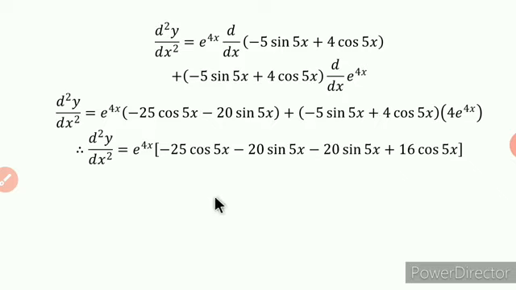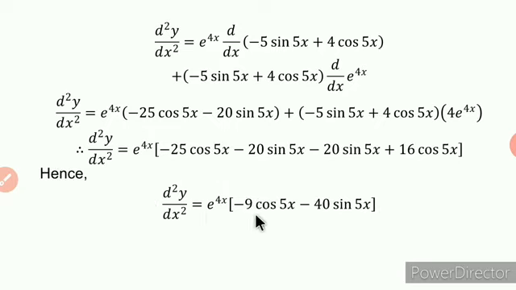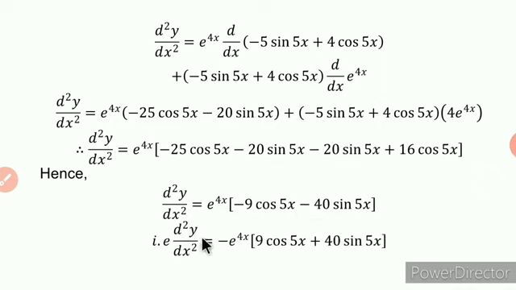Now solving the like terms, we get d square y by dx square is equal to e raised to 4x multiplied by minus 9 cos 5x minus 40 sin 5x. Now taking this minus sign, or minus 1, as a common factor, we get d square y by dx square is equal to minus e raised to 4x multiplied by 9 cos 5x plus 40 sin 5x. This is our required second order derivative for the given function. Now see example number 3.